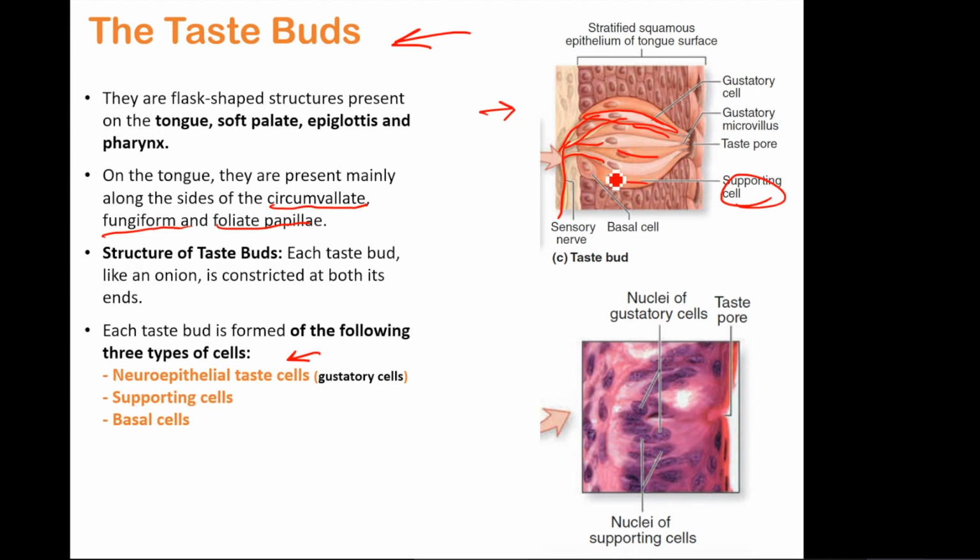And finally, we need the gustatory cells and supporting cells to be replaced. So we need stem cells there, original cells, to replace both of them when they are damaged for one reason or another. These cells are located at the base, so they are basal cells, right? Basal cells.